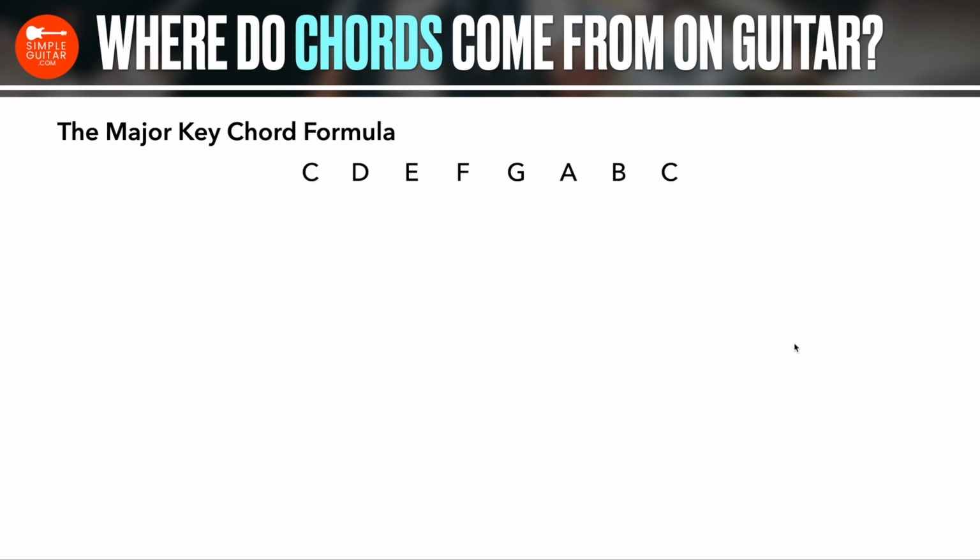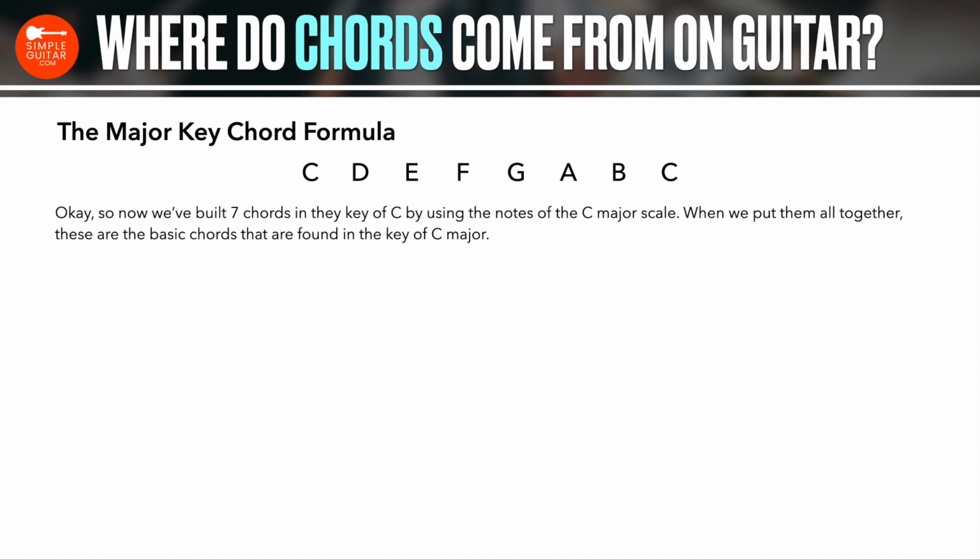Now, check this out, the major key chord formula. So now we've built 7 chords in the key of C using the notes of the C major scale. And when we put them all together, these are the basic chords that are found in the key of C major. So we took these notes: C, D, E, F, G, A, B, C, right? And then these are the chords that we found. We have C major, D minor, E minor, F major, G major, A minor, and then B diminished.